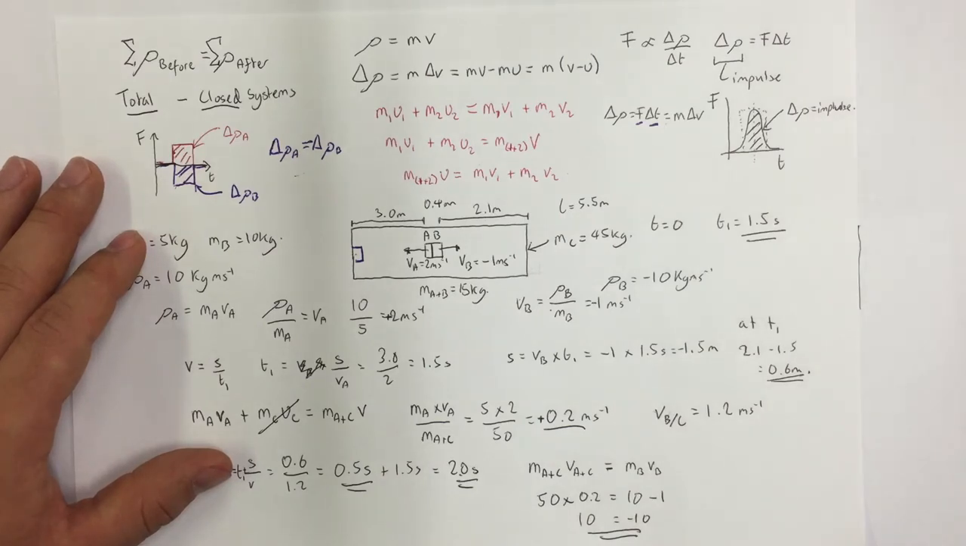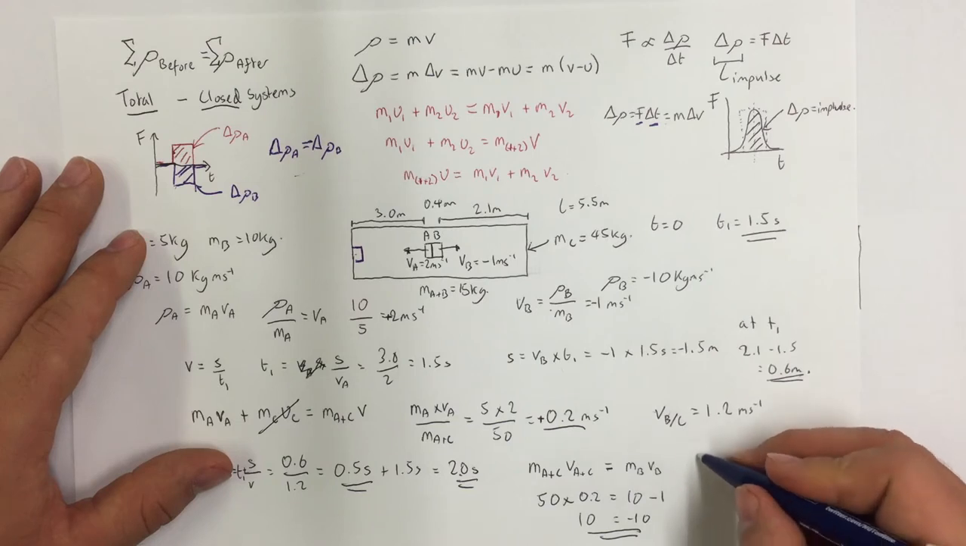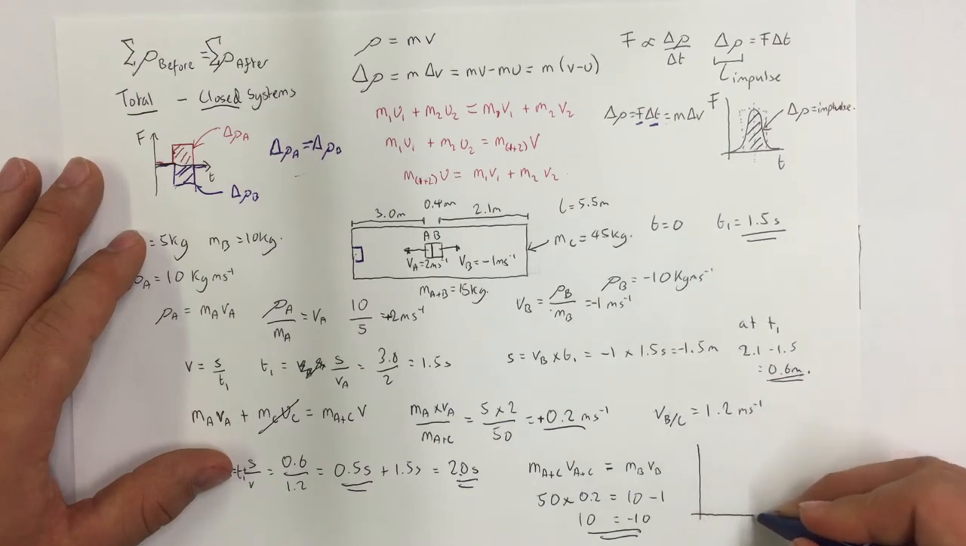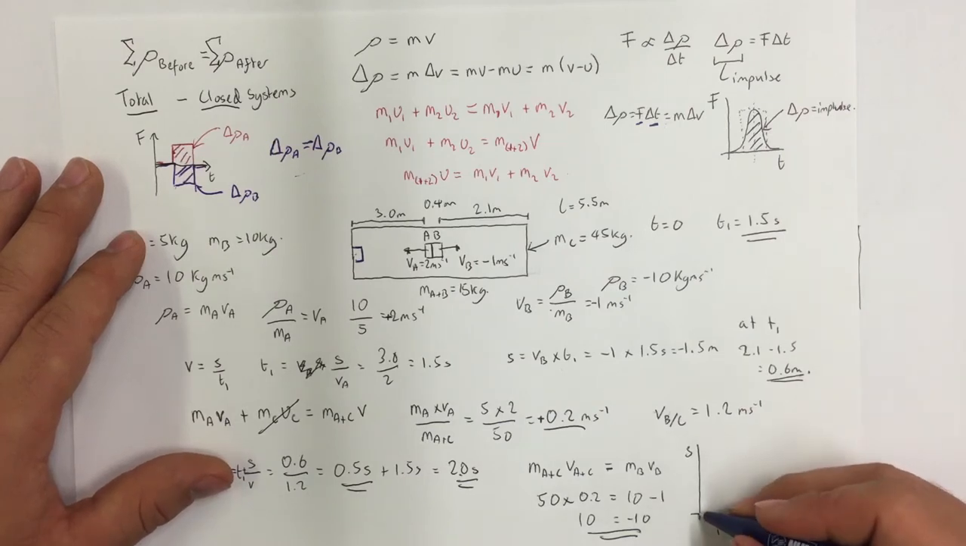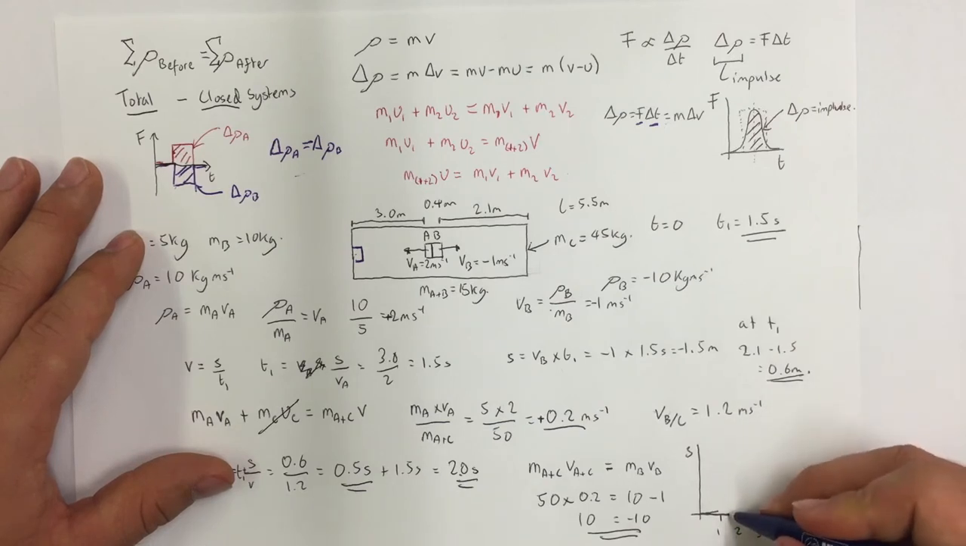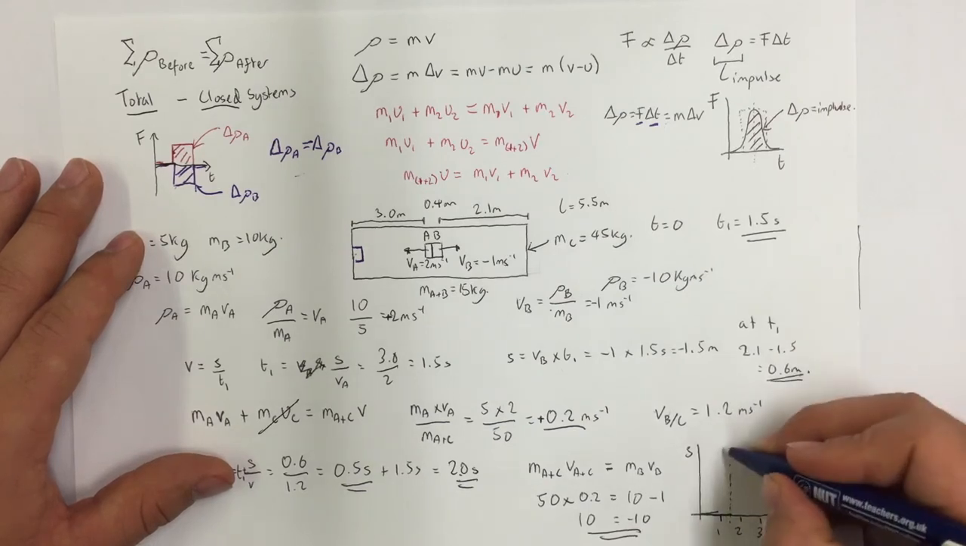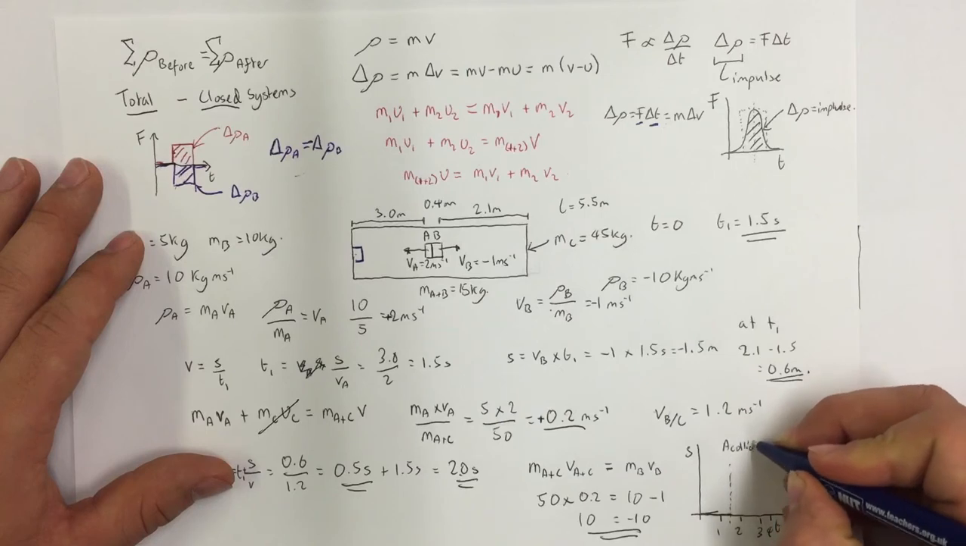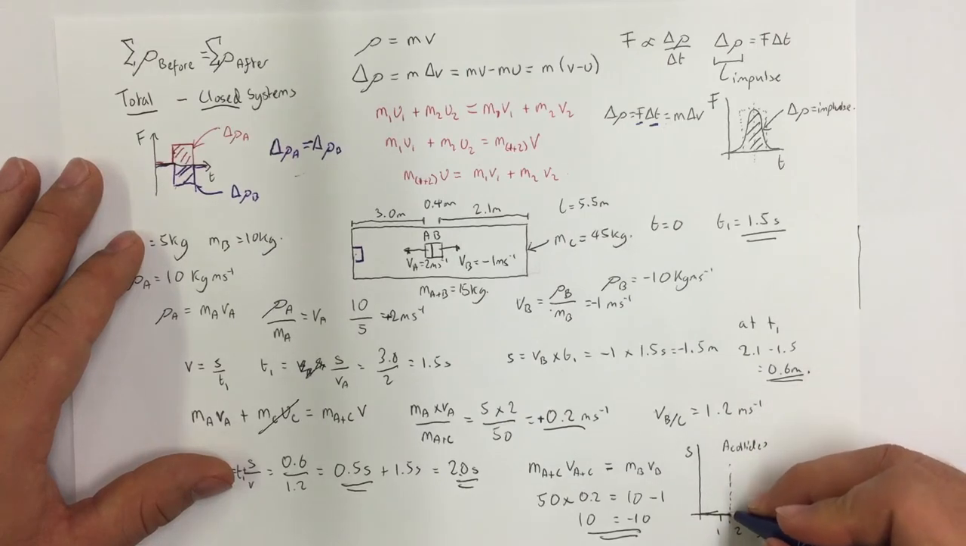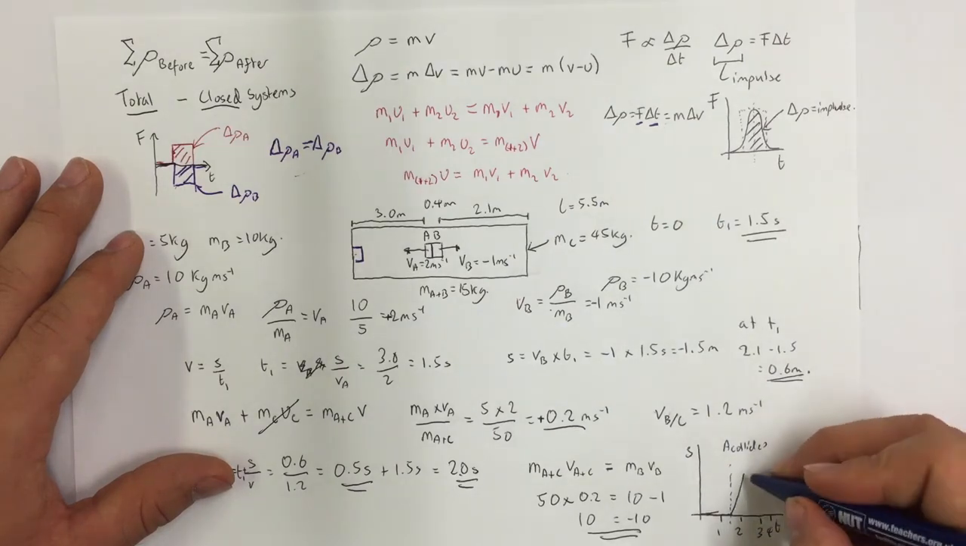If I was to plot this as a displacement graph, which is what you're asked to do, then I have displacement on my y-axis and time here, and it says put numbers on. So I've got 1 second, 2 seconds, 3 seconds, 4 seconds. Well, for 1.5 seconds, the displacement of the container is 0. At this point, A collides, and so then it will travel at constant velocity up to T2, which is 2 seconds.